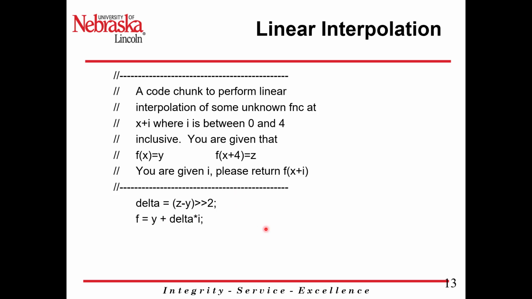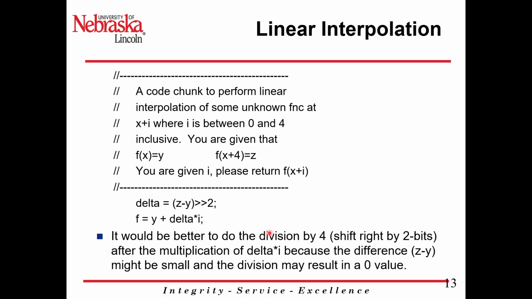Obviously, this isn't great code. It would work a lot better if we shifted this division after the multiplication by the delta, because the difference of z minus y might be really small, and the result may be 0, and then it would cause some issues, especially if you did it in hardware. When you divide by 0, it can cause issues with your system.